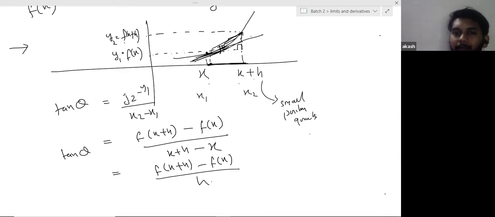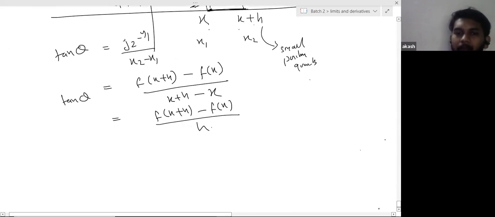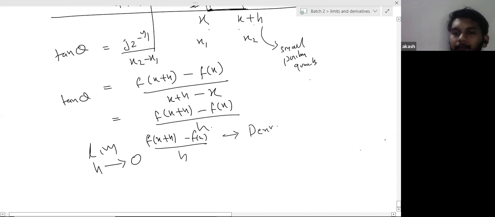Rahman, Mazi, Alvia. So what we will do here is put h tending to 0. All right, where in tan theta, so f of x plus h minus f of x upon h. This is the derivative. All right, or this is called first principle method. All right, derivative by first principle method. All right, note it down.